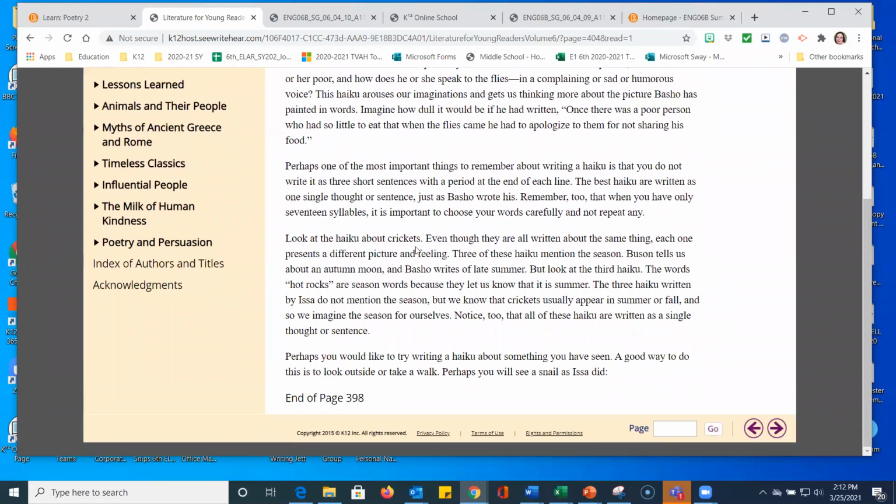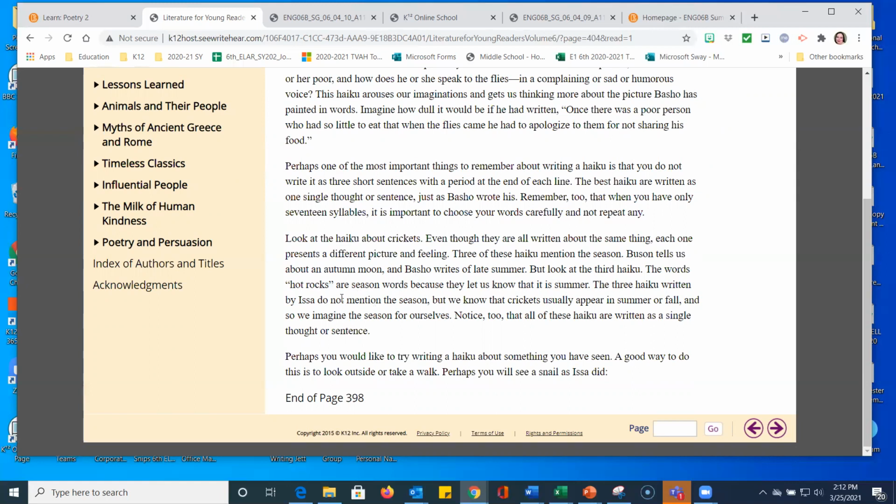Look at the haiku about crickets. Even though they are all written about the same thing, each one presents a different picture and feeling. 3 of these haiku mention the season. Buson tells us about an autumn moon, and Basho writes about late summer. But look at the third haiku. The words "hot rocks" are a season word because they let us know that it is summer.